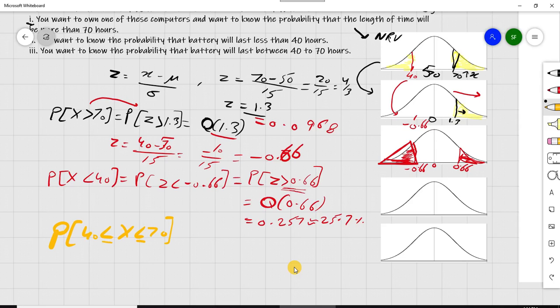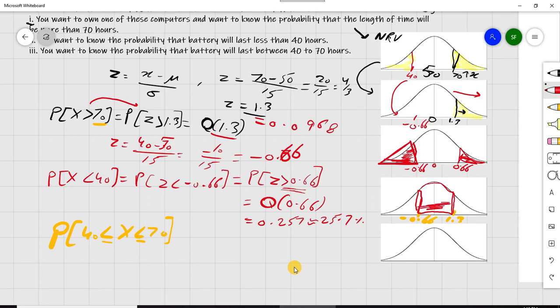Again, I have already transformed these 2 points. 70 would transform to this point 1.3, and 40 will transform to minus 0.66, which is over here. So I need to find the probability in this range. This is the range that I'm interested in calculating, and this red highlighted area is the probability that I need to find.